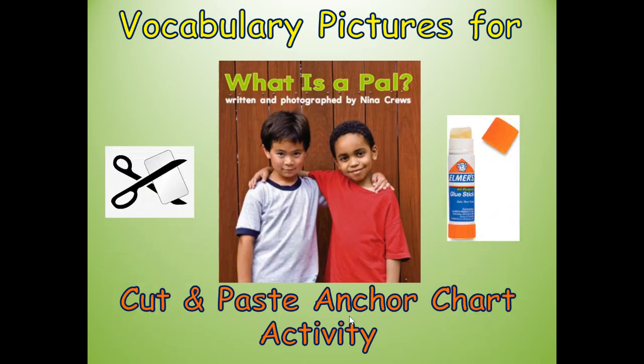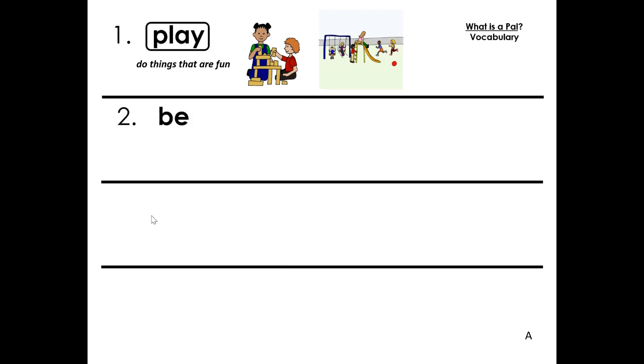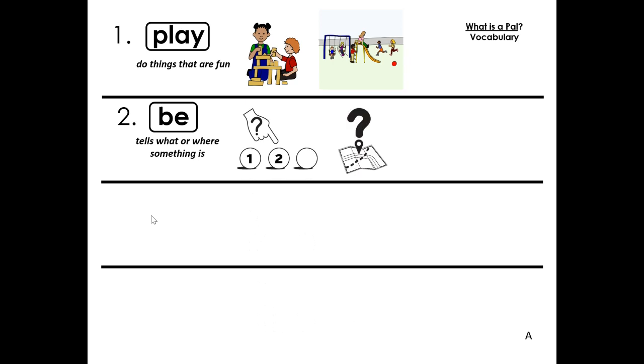So let's review. Usually when we're in class, we cut and paste the pictures and match them to the words. So let's review the words. Do you remember this word? Number 1. It's play, P-L-A-Y. Play means do things that are fun. Number 2, do you remember this word? Be. Be means tells what or where something is. They like to be with their friends. Where do they like to be? With their friends.